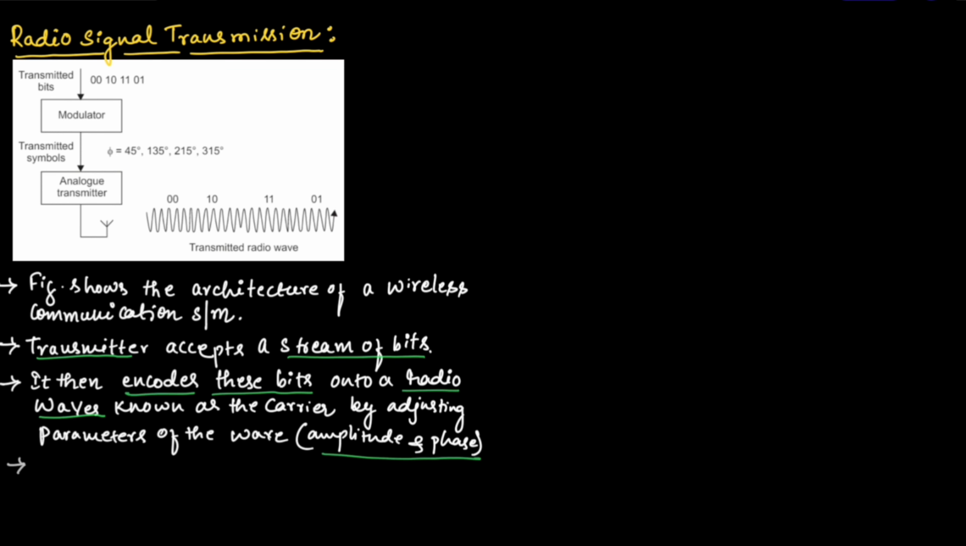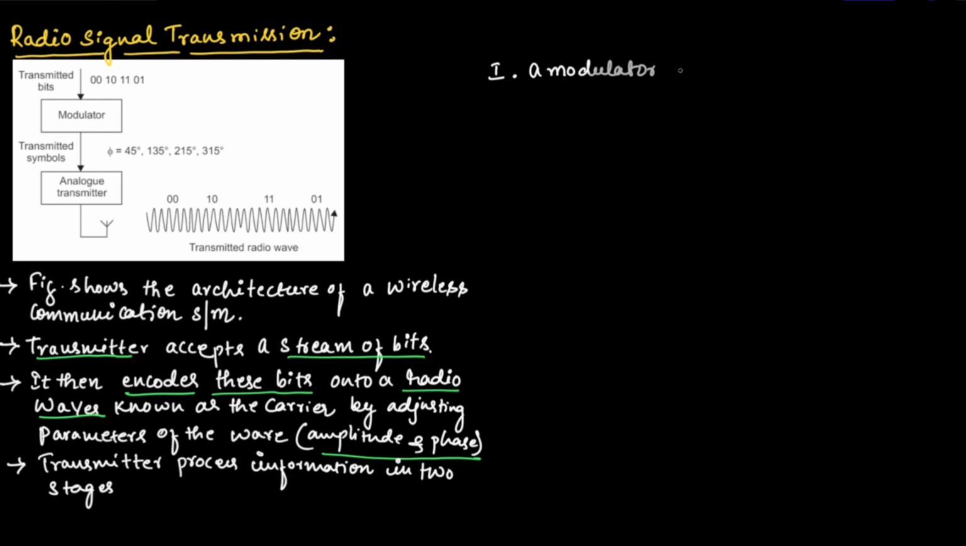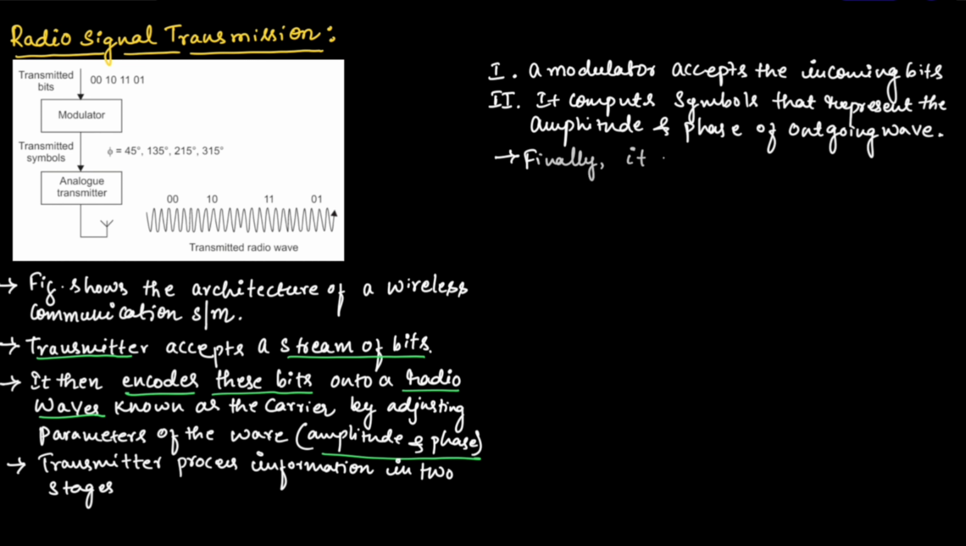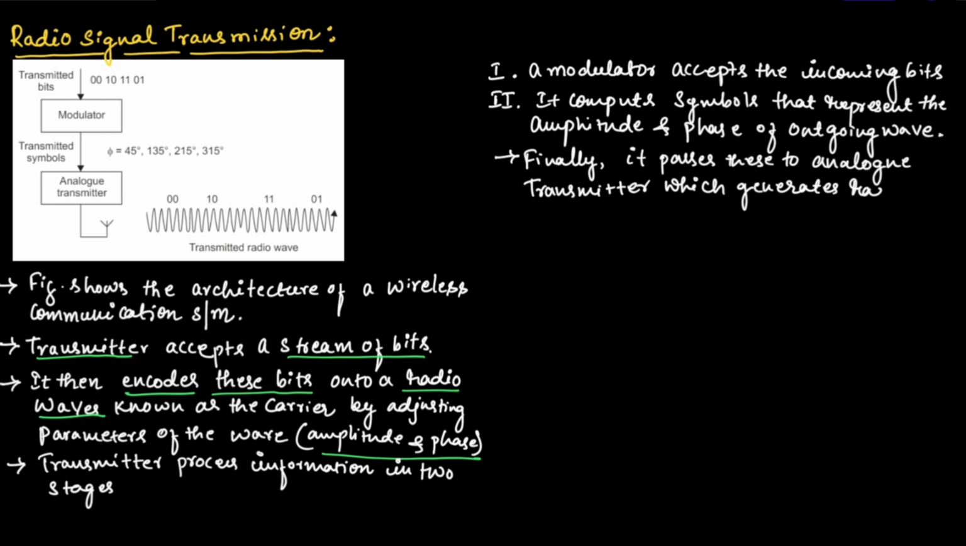The transmitter usually processes information in two stages. In the first stage, a modulator accepts incoming bits, and in the second stage, it computes symbols that represent the amplitude and phase of the outgoing wave. Then finally it passes these to the analog transmitter, which generates radio waves.